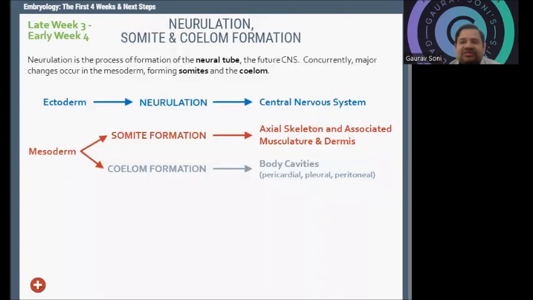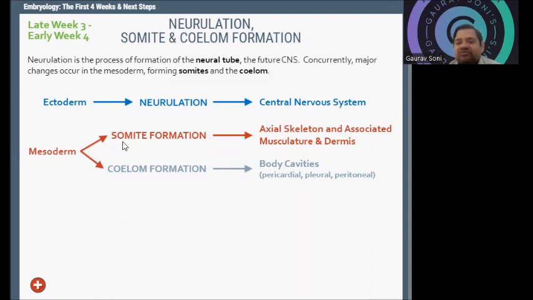Now we can see the different stages also, how the things are going to be formed in neurulation. Neurulation is the process of formation of the neural tube, which is the future CNS. Concurrently, major changes occur in the mesoderm, forming somites and coelom. So ectoderm will go for neurulation, forming the central nervous system.